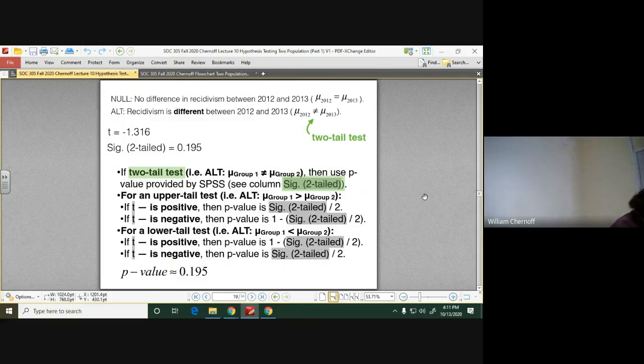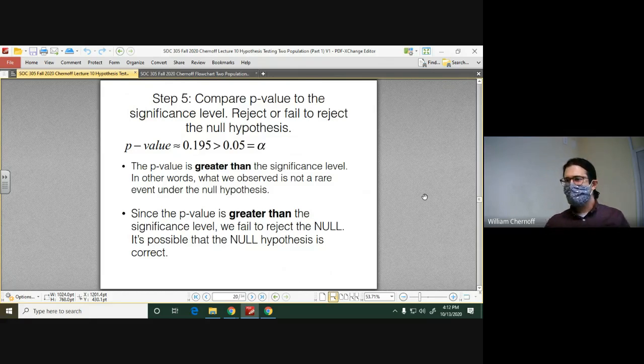So here our p-value comes out to be 0.195. And then the rest of it is very similar to what we've talked about before. Here the p-value equal to 0.195 is greater than our significance level. So it's bigger than 0.05. Since our p-value is greater than our significance level, we're going to fail to reject the null hypothesis.